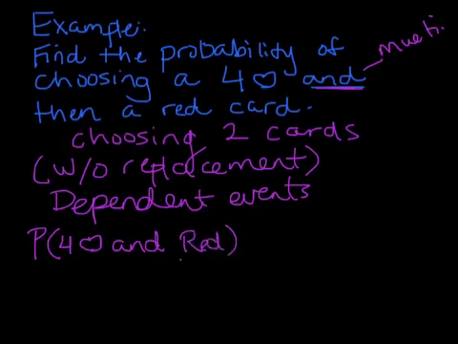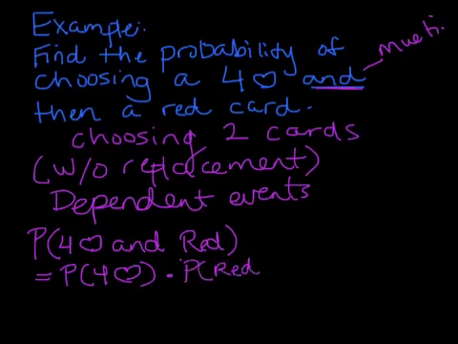Okay, so the first thing I'm going to do is find the chance of getting a 4 of hearts. And I'm going to multiply it, because I'm trying to find an "and", times the probability of getting red, given that I just chose the 4 of hearts. Okay, so the probability of getting a 4 of hearts, that's a unique card. So I have a 1 out of 52 chance of getting that.